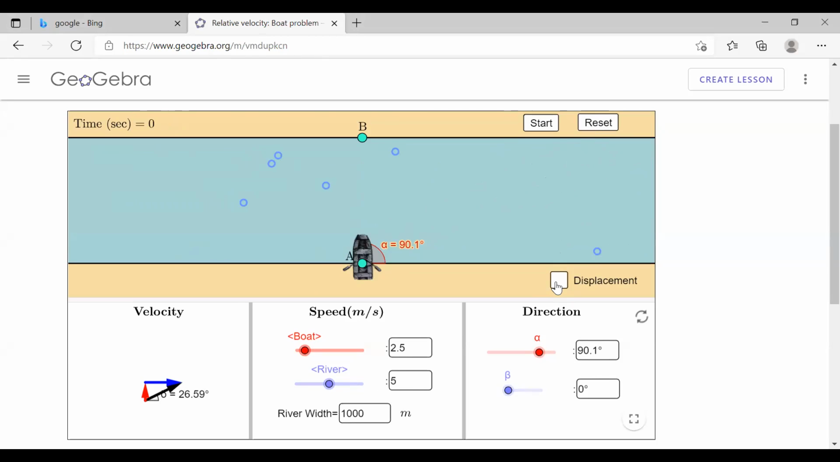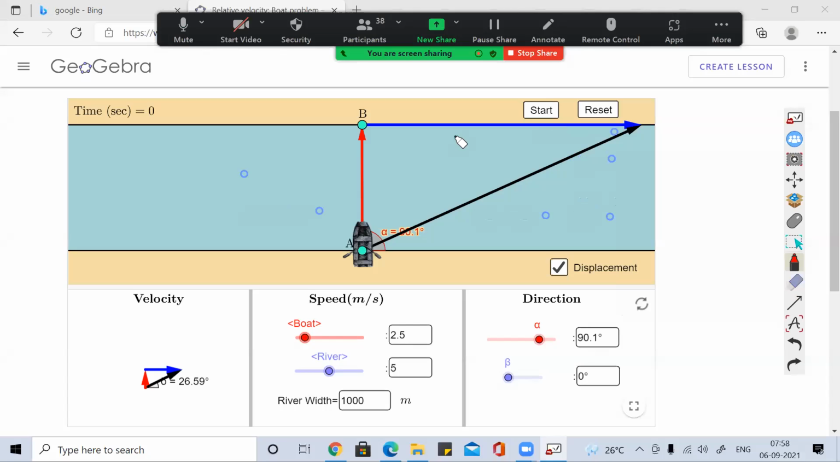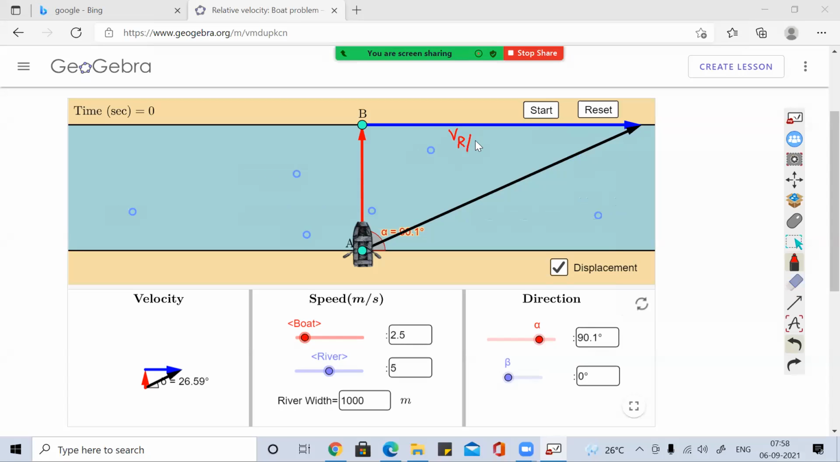If you want to see the displacements, I'll show it. This blue vector represents what? Velocity. Now I'll write: this blue vector represents velocity of river with respect to ground. This red color represents velocity of man with respect to river. Black color represents velocity of man with respect to ground.